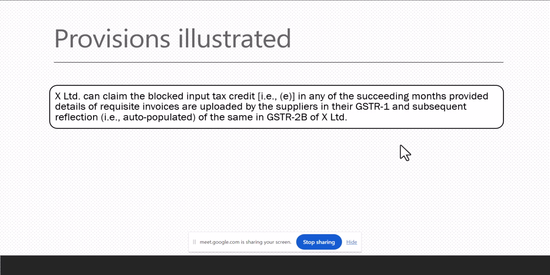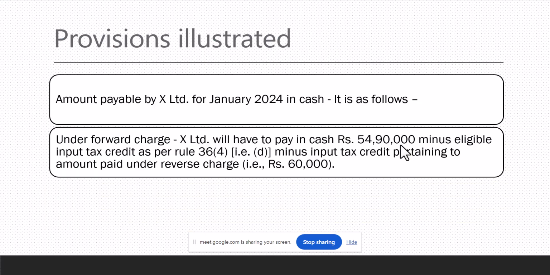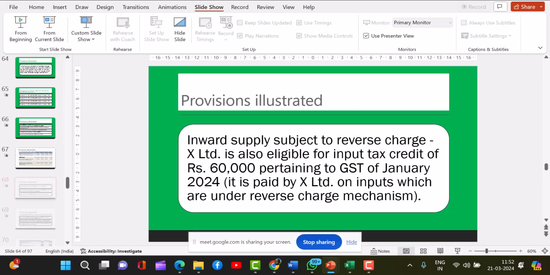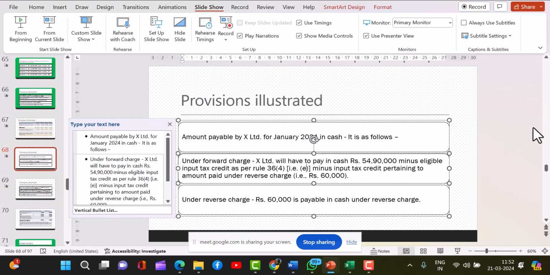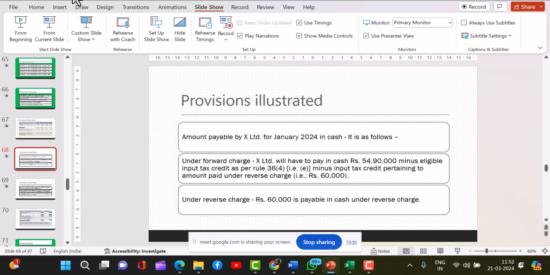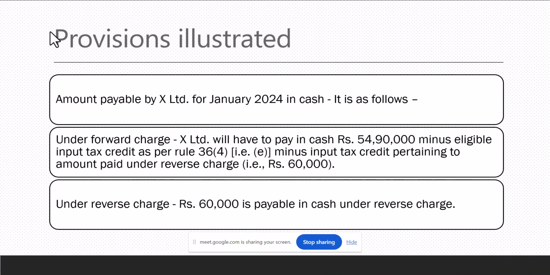So what does this mean? He has to pay 46 lakhs minus 36 lakhs. Sorry, he is entitled for 46 lakh, which is column number E. Under forward charge he has to pay minus eligible credit as per, we have written D here, I think it should be E, right? Yes, E, sir, it should be. Okay, so he will be entitled for this only, plus he has to pay 60,000 rupees.